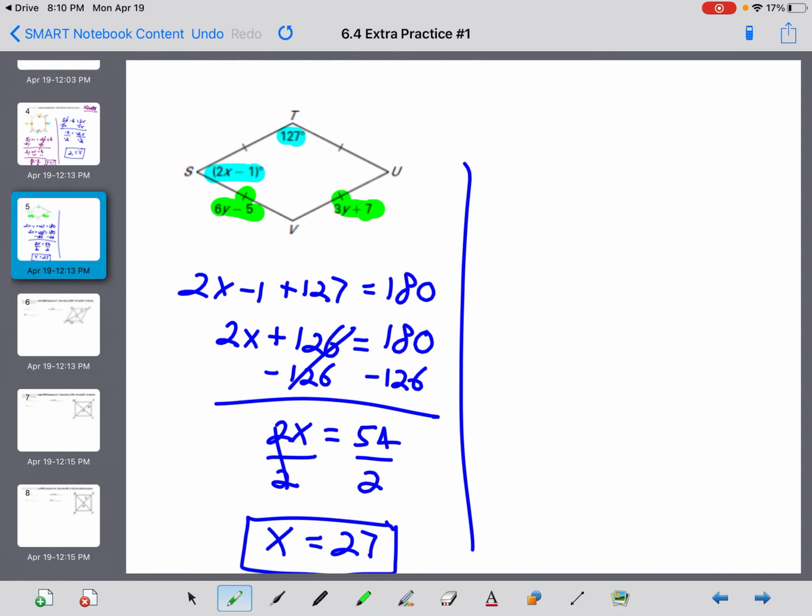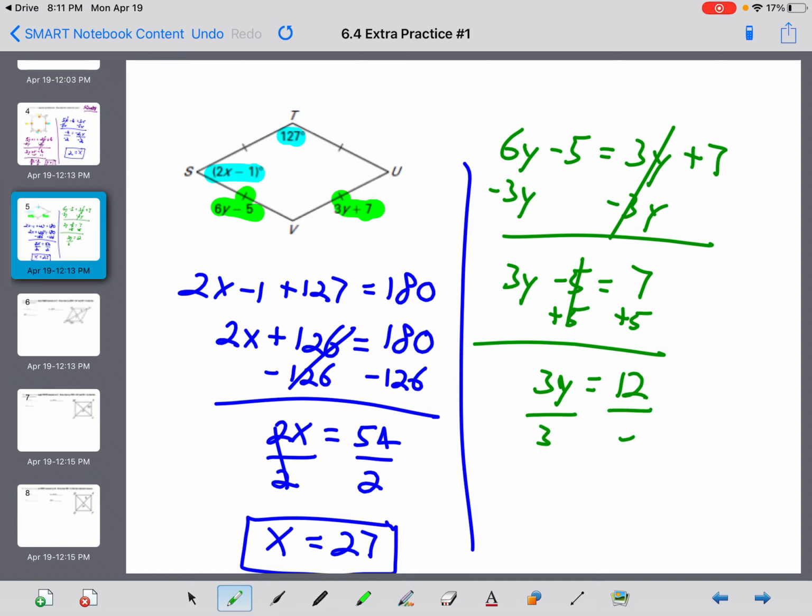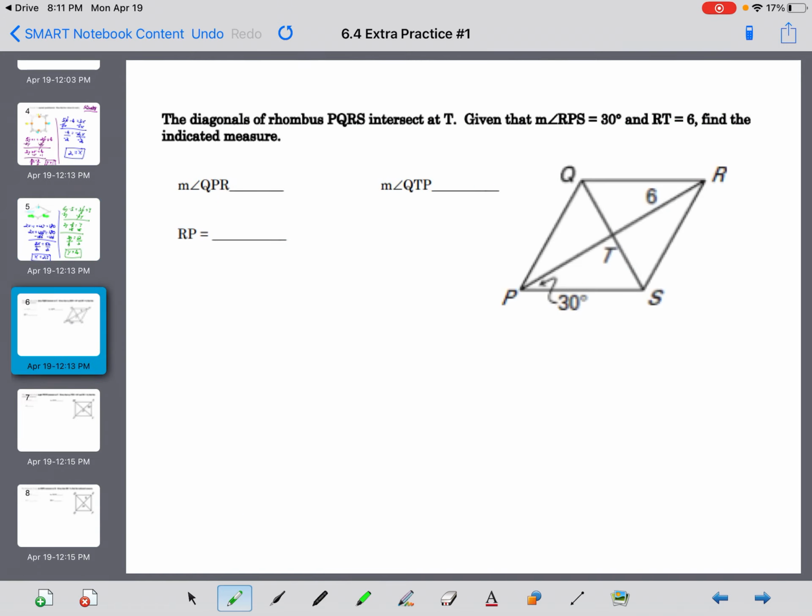Now, if I go to solve for my green, my sides, we get 6y minus 5 equals 3y plus 7. Well, like I always say, I like to move the smaller one over when applicable. 6 minus 3 is 3y minus 5 equals 7. I'm going to add 5 on both sides, and 3y equals 12. Divide both sides by 3, and y equals 12 divided by 3 is 4.